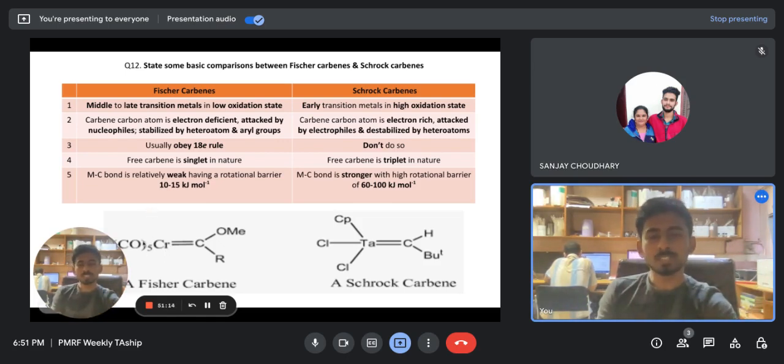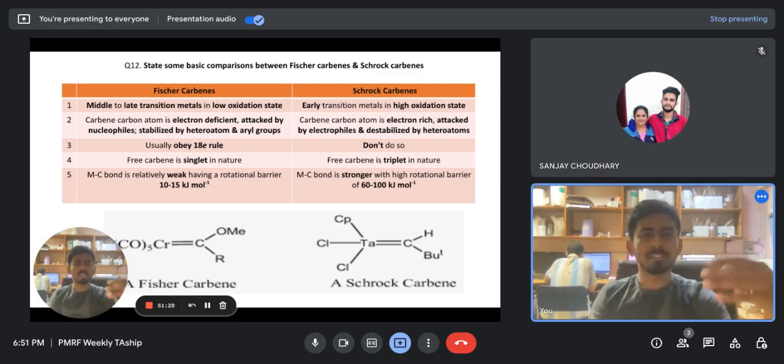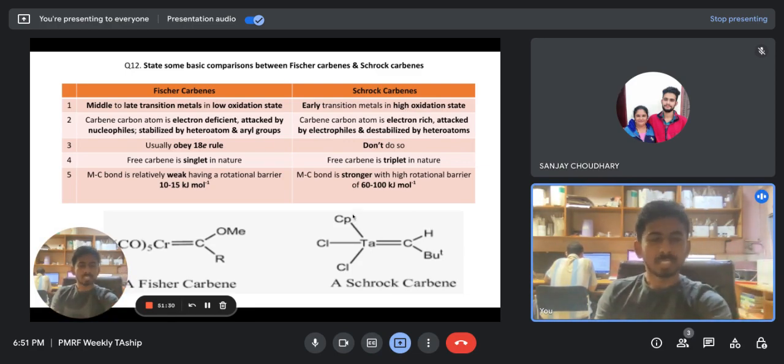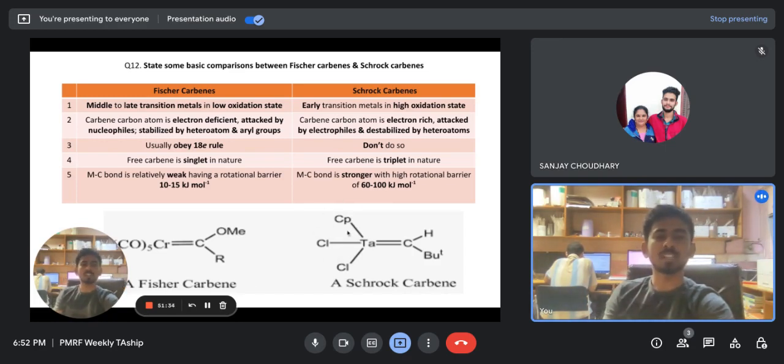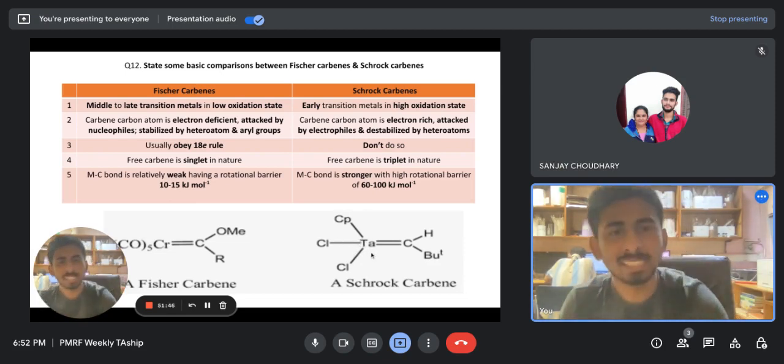And the Schrock type of carbenes? They are early transition metals with high oxidation state, such as molybdenum or tantalum. They are early transition metals behaving as Schrock carbenes. Here you can see they are all bound to negatively charged ligands, with sigma donation from ligands like Cp minus and Cl minus. So tantalum's oxidation state here is +3, but the chromium here is 0. That's why the metal is in high oxidation state, and also an early transition metal.